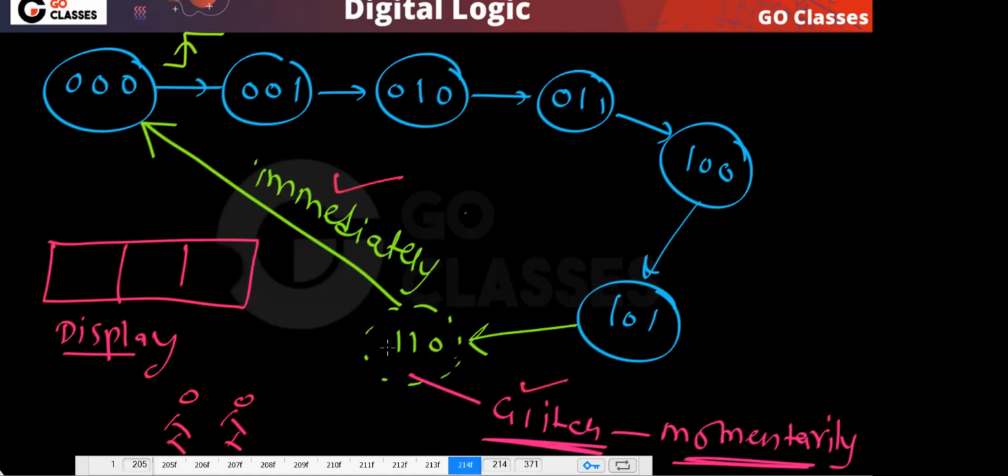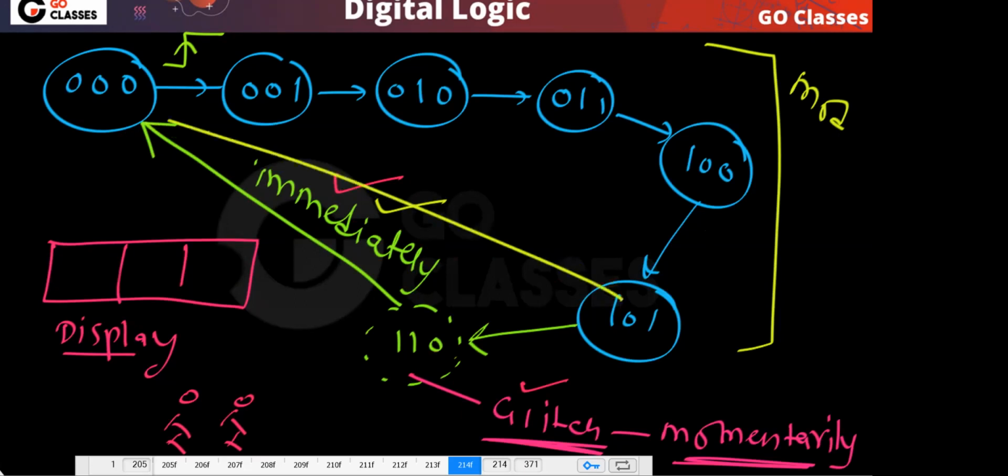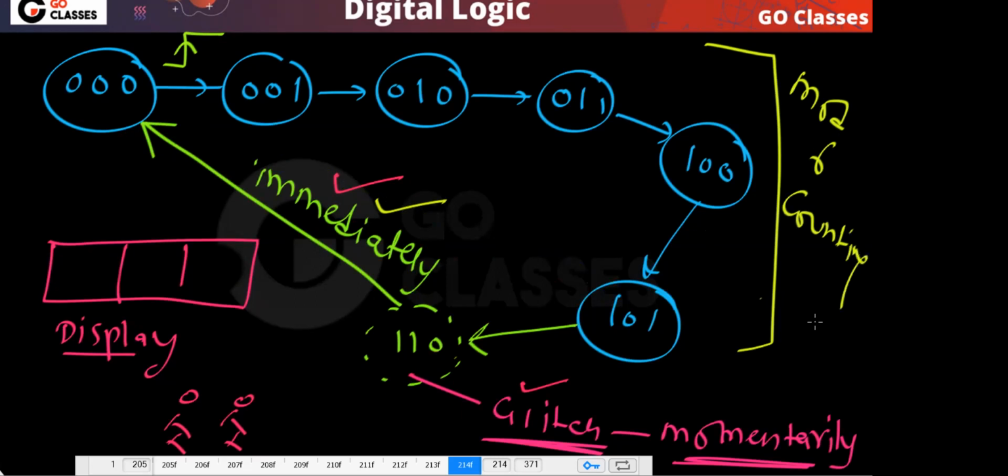So tell me, if you have this type of situation and immediately change it to 000, then what counting are we doing? We are doing the mode 6 counting because there are 6 states. Don't say mode 7. This is mode 6 counting, not mode 7.